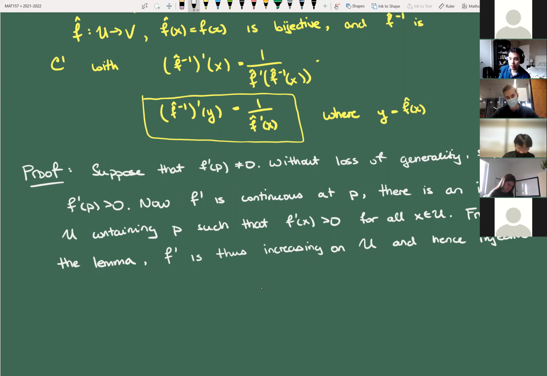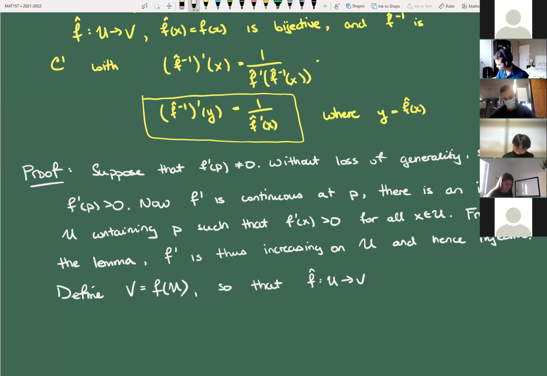Since it's injective, now what we're going to do is going to seem like a bit of a cheat. We're going to take v to be f of u, right? And now our function is injective because we know it's injective on u, and it's also going to be surjective onto v. Right, so if we define this thing that I've been calling f hat, which is again just the restriction of f to u, so it still maps x to f of x. It's just that it has a different domain and codomain. F hat is now bijective.